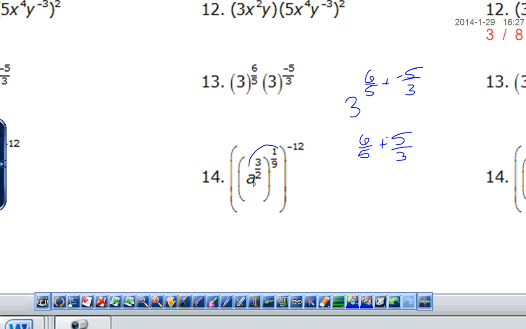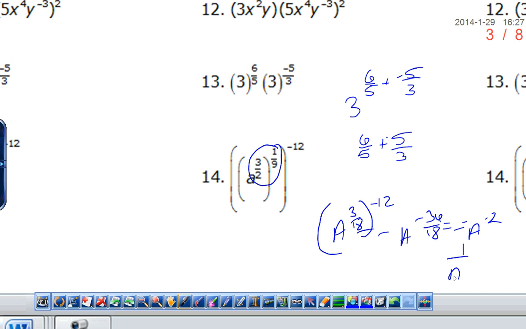And lastly, number 14 is like an ogre, it has layers. I just gave it away. It's layers. So I multiply. So a to the 3, because 3 times 1 is 3, over 18. Then times negative 12, so that gives a to the negative 36 over 18, which reduces down to a to the negative second. And 1 over a squared is our answer.